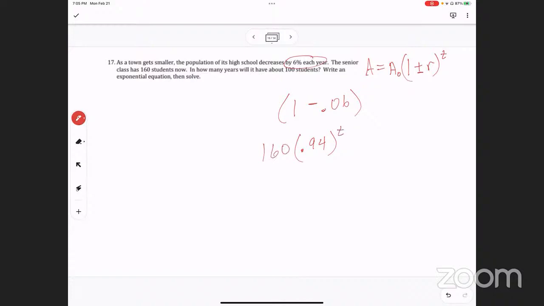So t, I want to know the number of years for it to decrease to 100. I want to know when my amount is going to be 100. Right now it's 160 and it's decreasing by that much. So how many years is it going to take? So there's your equation. And then to solve it, divide both sides by 160. Right? And then take the log of both sides. And that allows the t to come down. Remember this?